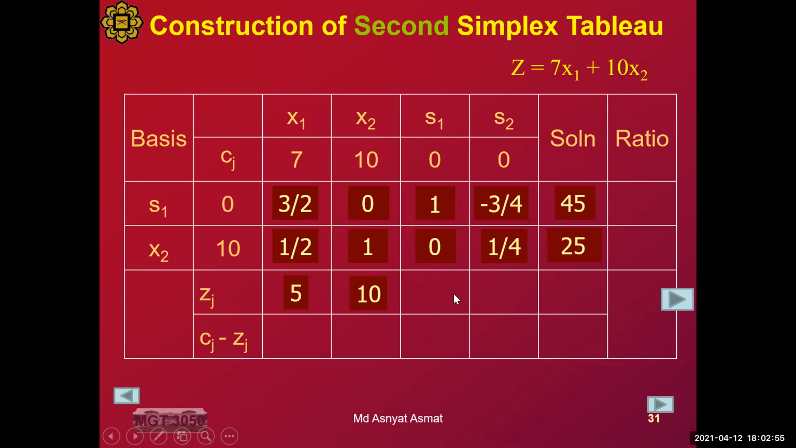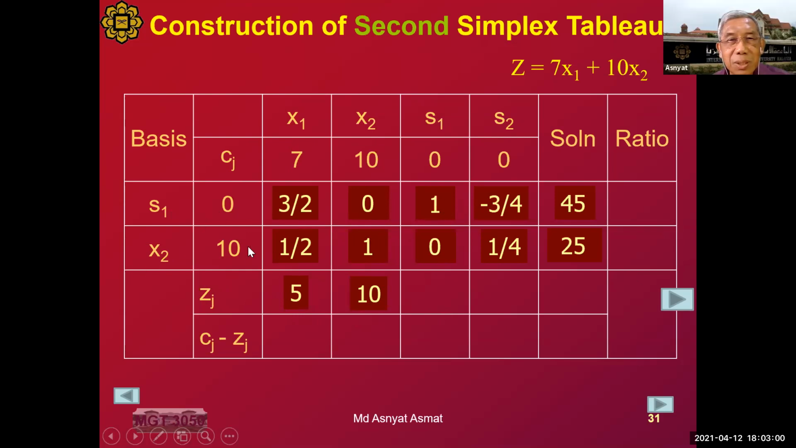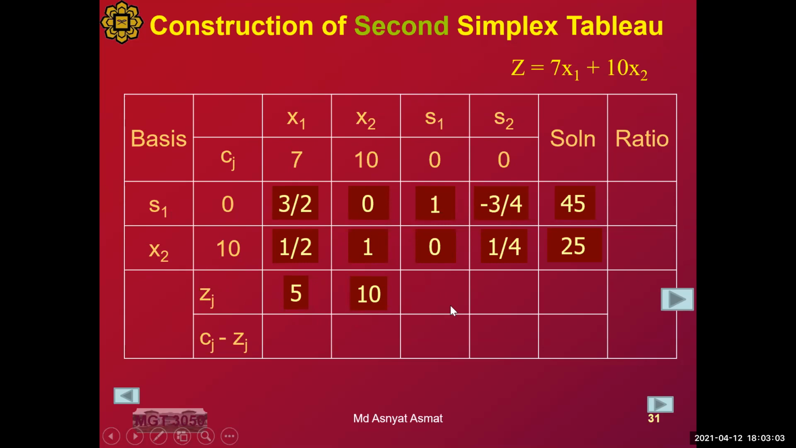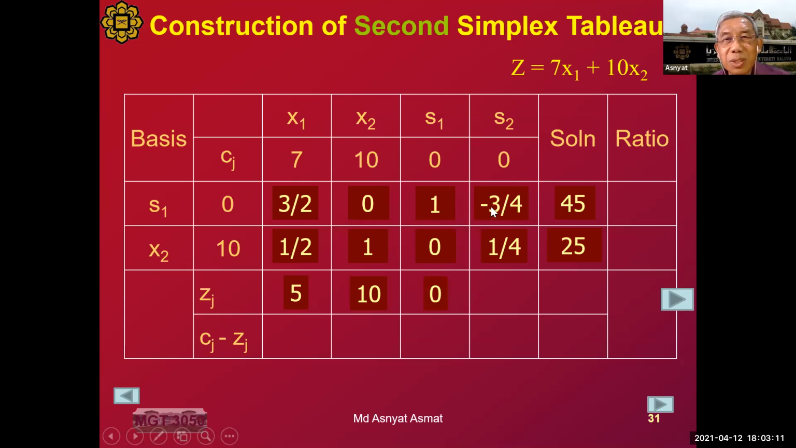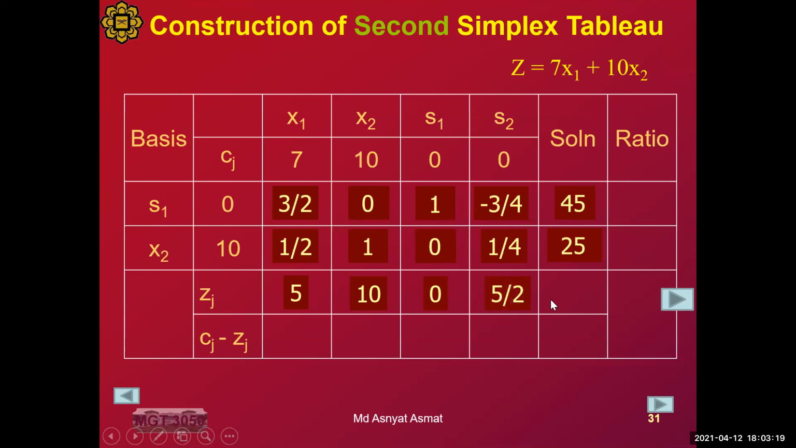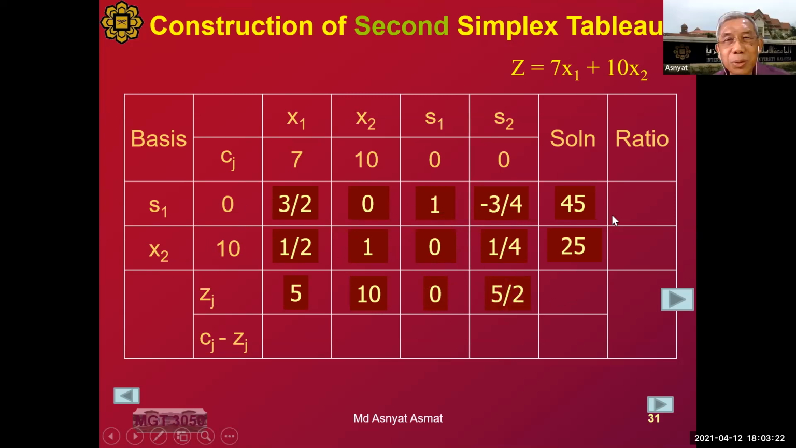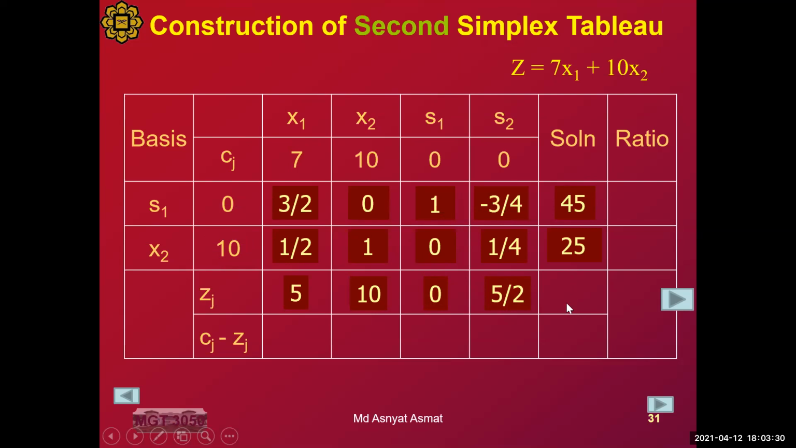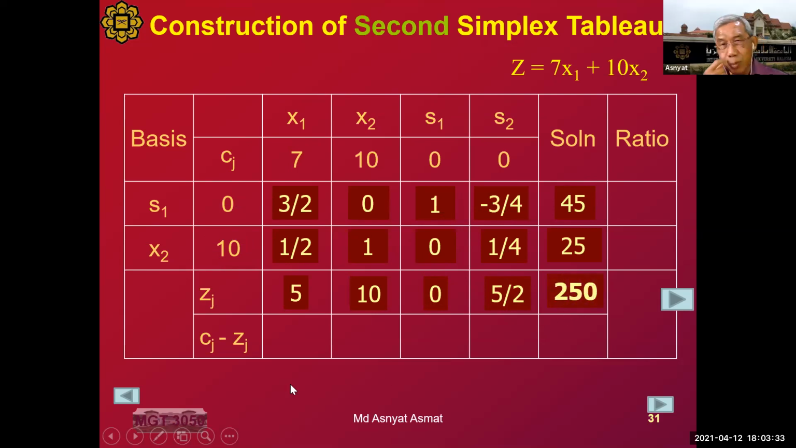Z for S1: 0 times 3/2, 0. 1 times 0 plus 10 times 0, 0. 0 times negative 3/4 plus 10 times 1/4, 5/2. 0 times 45 plus 10 times 25, 250. Okay, what does it say here?